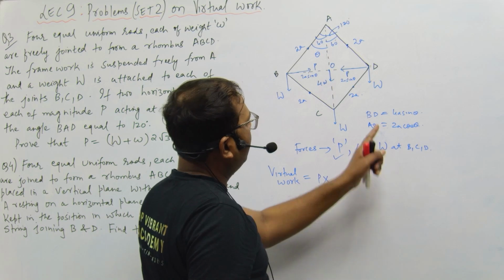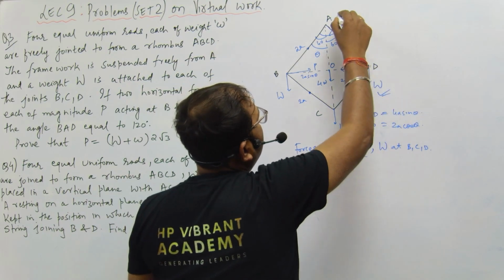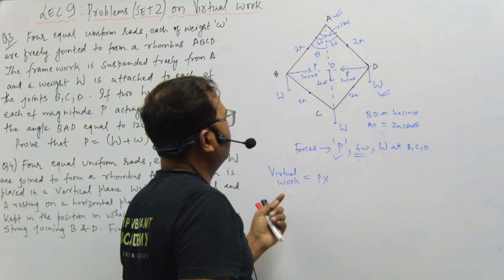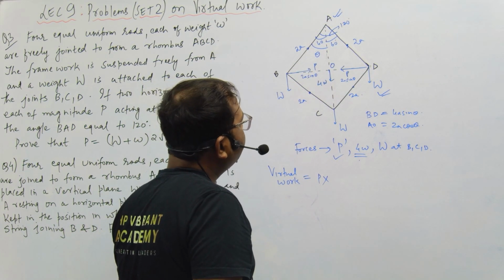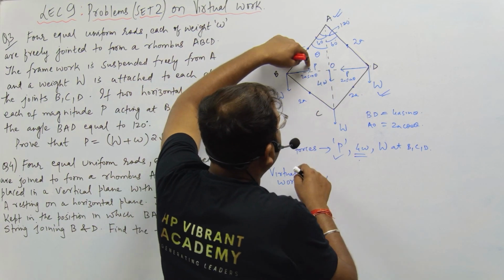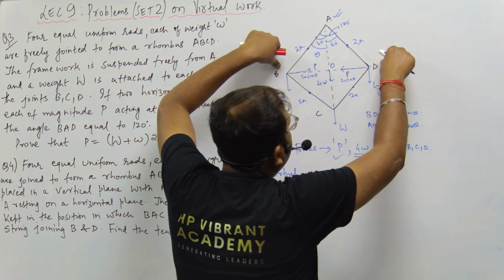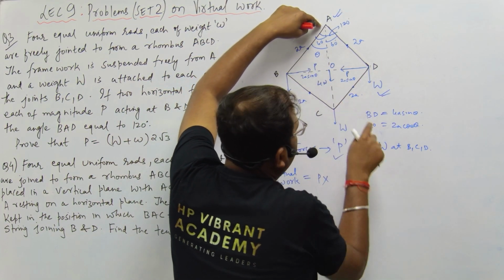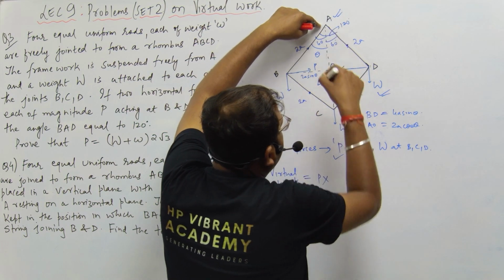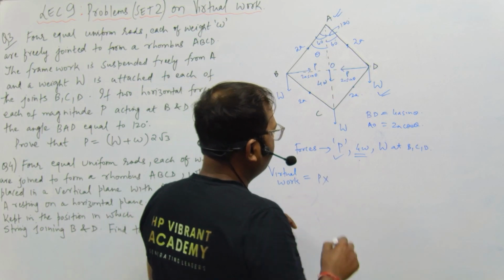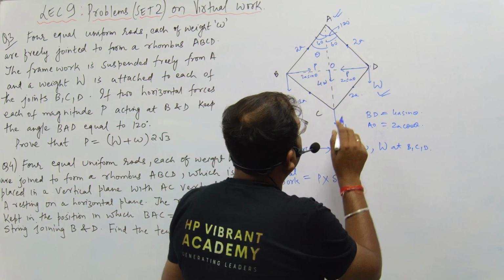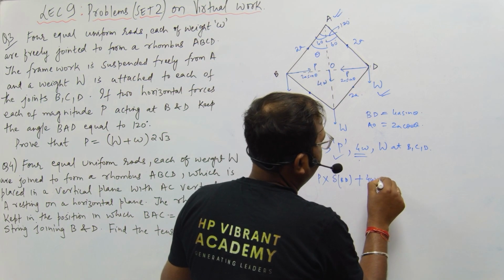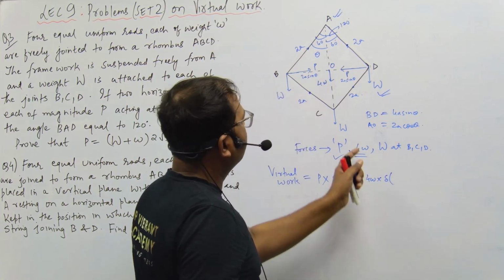And for the weight W, because we have taken the reference point as A for writing the virtual work, we have this force times displacement. The virtual displacement will be the change in BD. For 4w we have to take this distance, so 4w times this distance. Let us write down: P times the change in BD plus 4W times the change in AO.